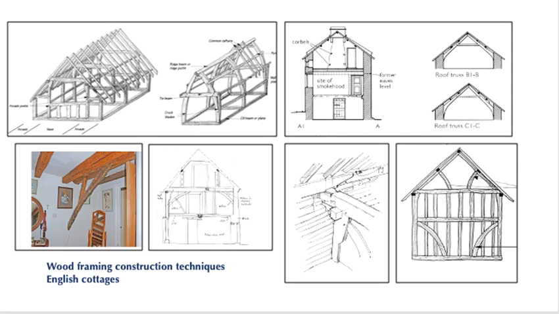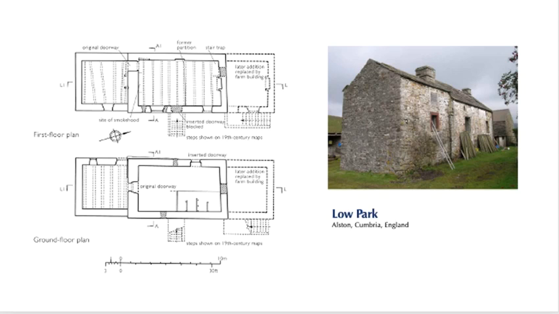We want to document construction elements. Here we see sketches and photographs of techniques of wood framing in historic English cottages, specifically roof timber framing. We also want to document the building condition and the ways in which buildings have changed over time, such as remodels, expansions, add-ons, and other changes to the floor plan or structure.